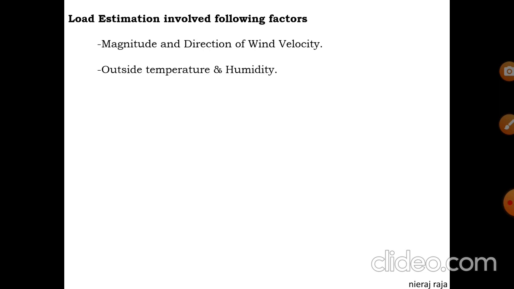Next is outside temperature and humidity. Again, I may go for summer air conditioning or winter air conditioning. For summer I must consider March, April, and May. In these three months I need to observe the different temperatures, the peak values of temperature, and the relative humidity. The same thing I can do for the winters: November, December, and January. I must tabulate a number of values of temperature and humidity, and accordingly I design that particular air conditioning system.